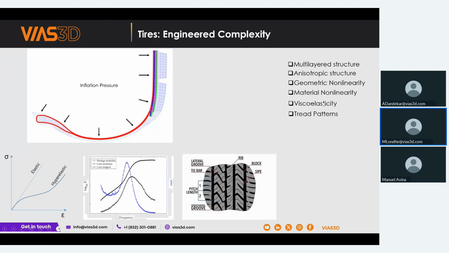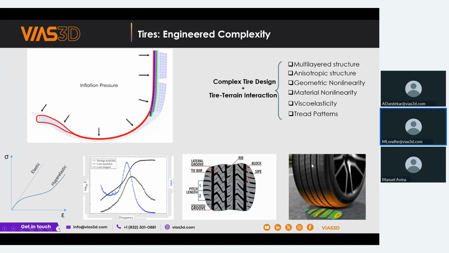And of course the treads. The treads are an integral part of any tire. So all these design features make the tire very complex. But when you talk about simulations, the simulation becomes even more complex, because whenever we do the simulation, we have to take care of the tire terrain, that is, on which terrain we are going to use the tires. So the tire-road interaction makes your simulation even more complex.